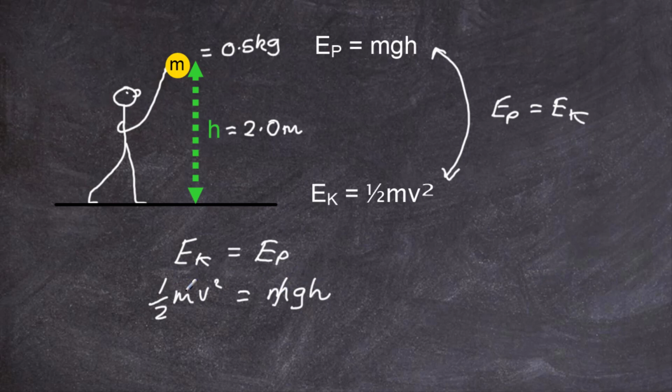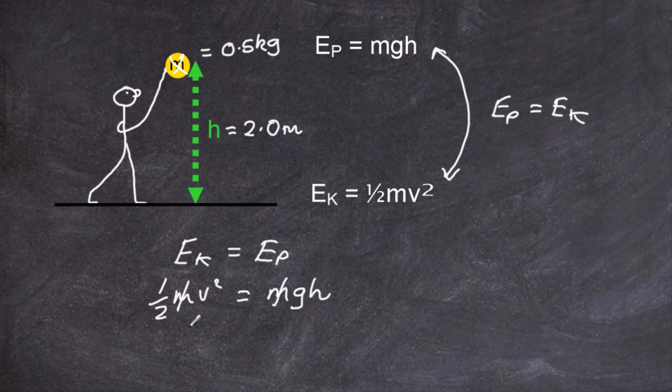And you can see that mass can cancel from both sides. So mass here and mass here can cancel. So really we don't need to know the mass of the ball. We can do the calculation without knowing the mass of this ball. We can calculate speed. It only depends on the height from which it was dropped.